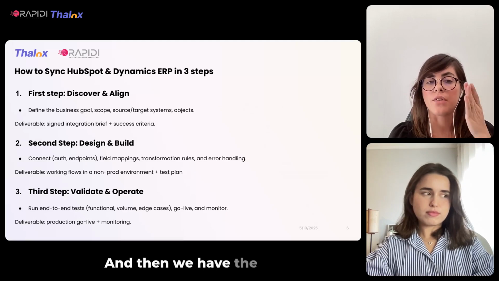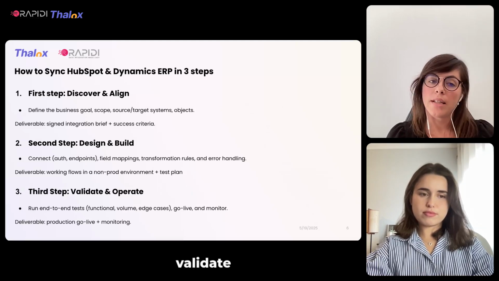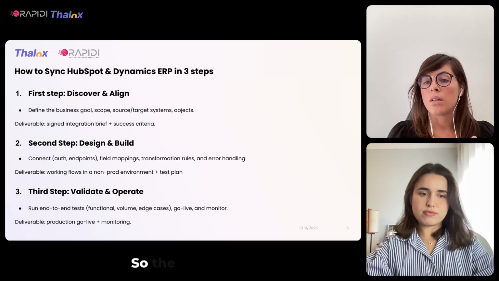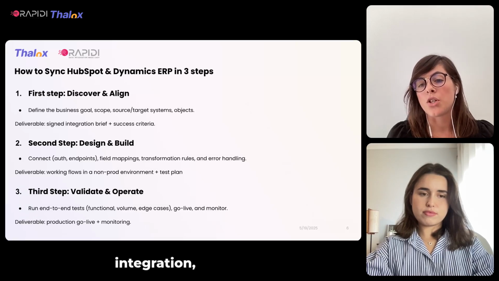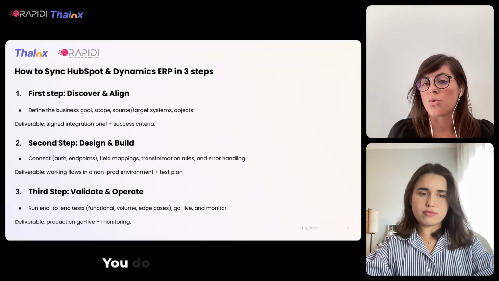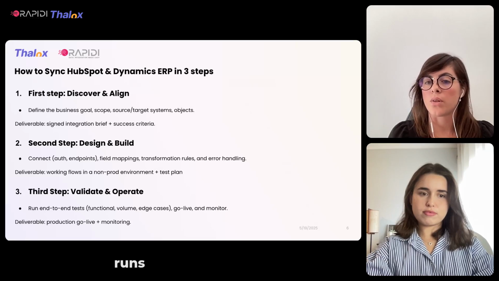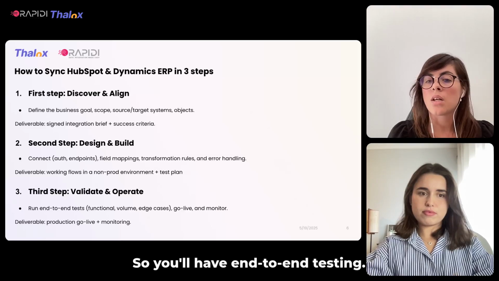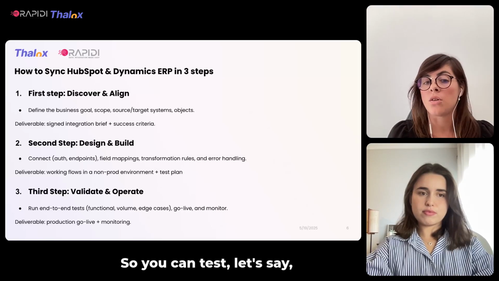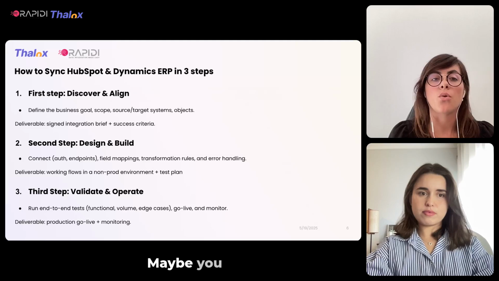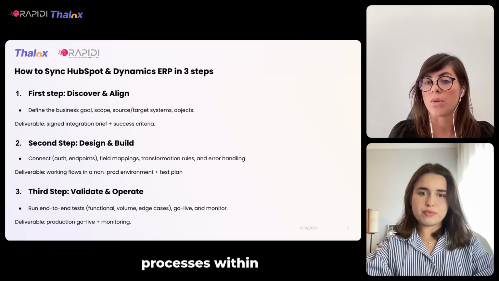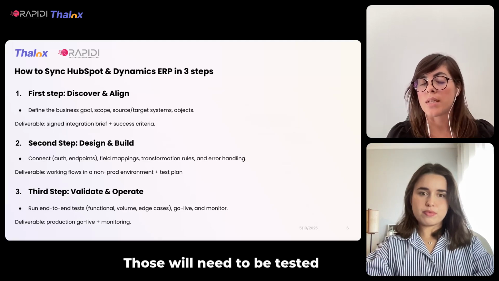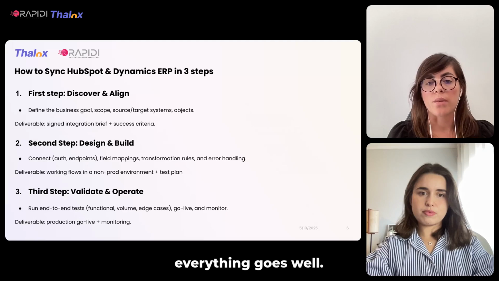And then we have the third step, which is validate and operate. So the idea is that when you build the integration, you do have to go through testing. You do want to make sure that everything runs okay and that you get the desired results. So you'll have end-to-end testing. So you can test, let's say, edge cases, for example. Maybe you have very specific processes within the company. Those will need to be tested so then everything goes well.